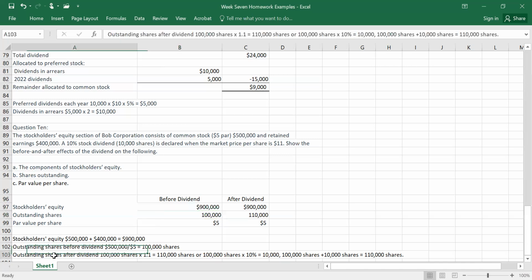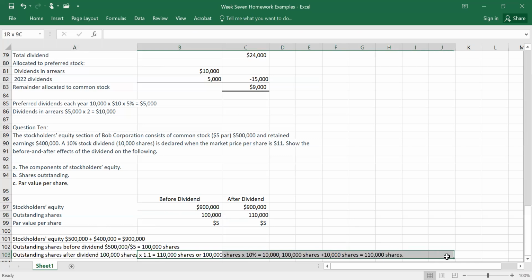And there's a couple different ways to do this. You can multiply 100,000 shares times 110%. I turned it into a decimal: you can multiply 100,000 shares times 1.1, which gives you 110,000. Or you could always do it in 2 steps. 100,000 shares times 10% is 10,000. If you take 100,000 shares and add 10,000 shares to it, it's 110,000. So our outstanding shares after the dividend are 110,000.